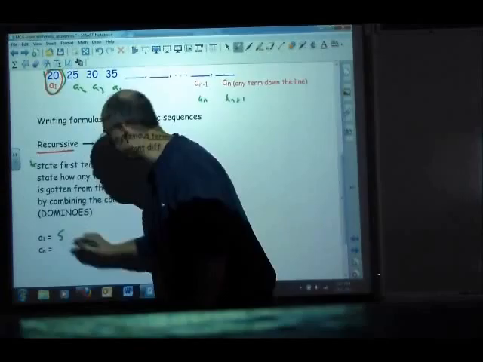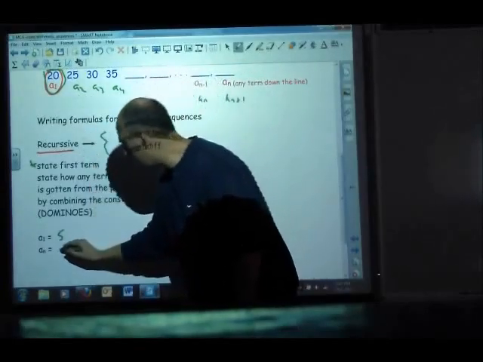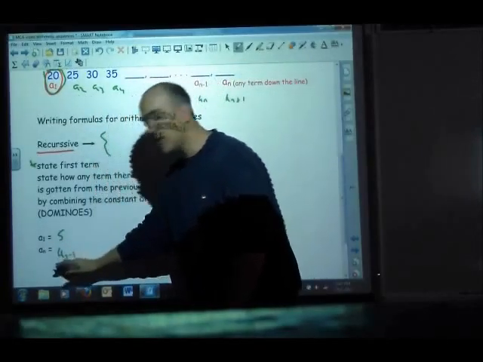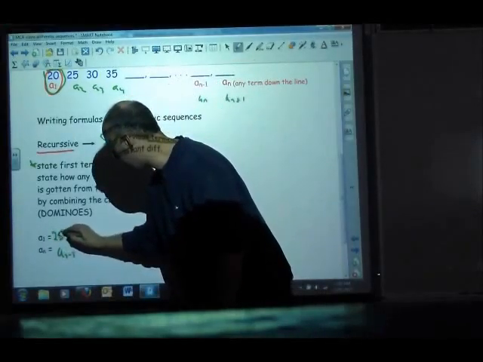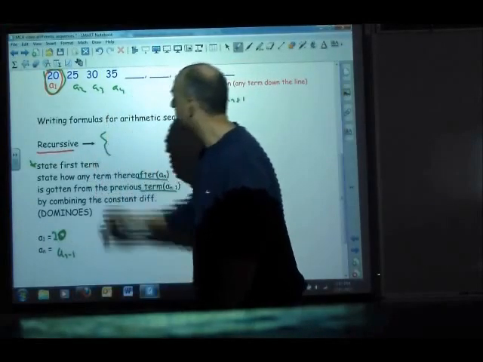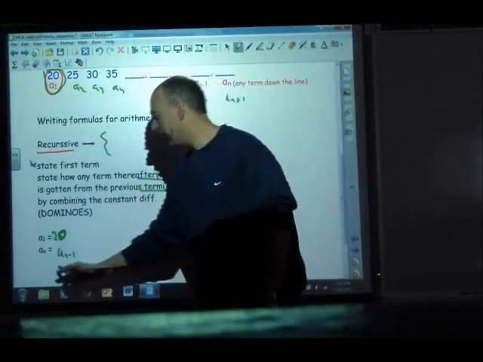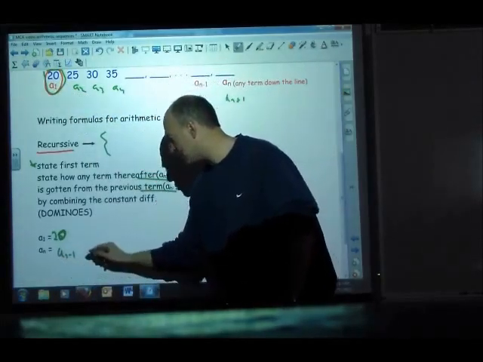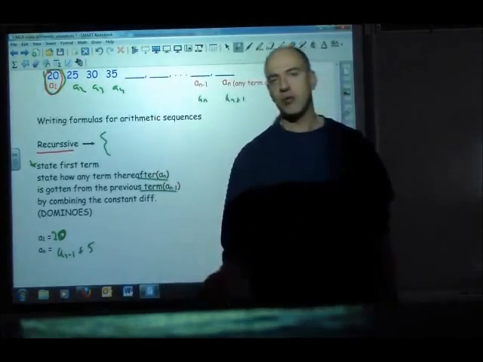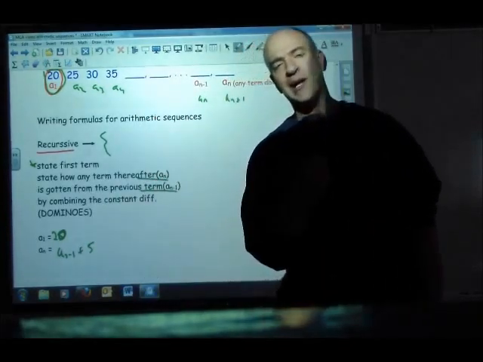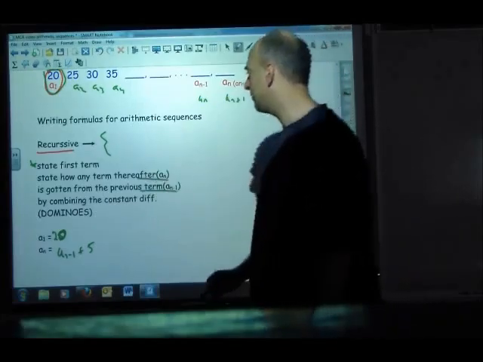A1 is 5. AN is AN minus 1. The previous term, or I'm sorry, A1 is 20. The first term is 20. To get a term, take the previous term and add 5 to it. Now all that is a recipe for how you work your way down the line left to right. That's all it is. Okay?